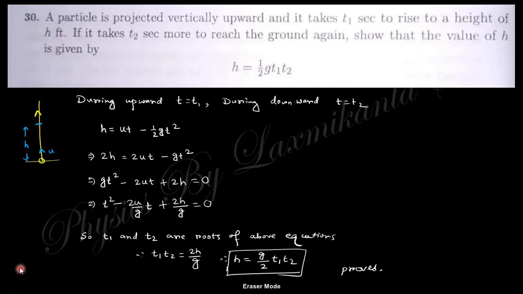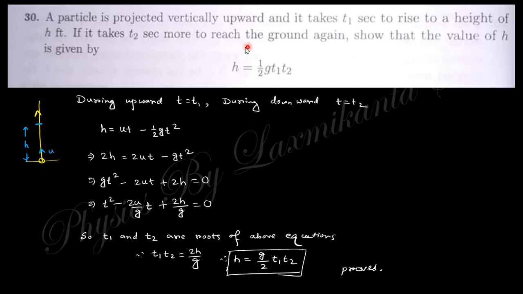Next question, and the last question of this video, says a particle is projected vertically upward and it takes t1 seconds to rise a height of h feet. So if you throw a particle projected upward perpendicular to the earth, at time t1 it reaches h, and during the falling down, the time required is t2.